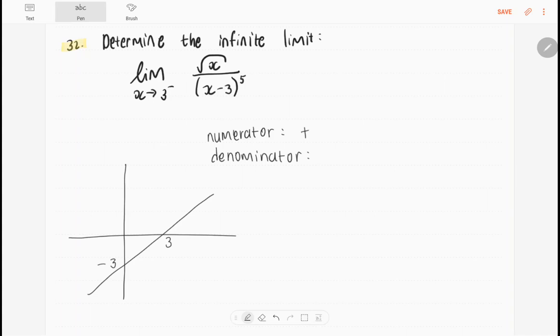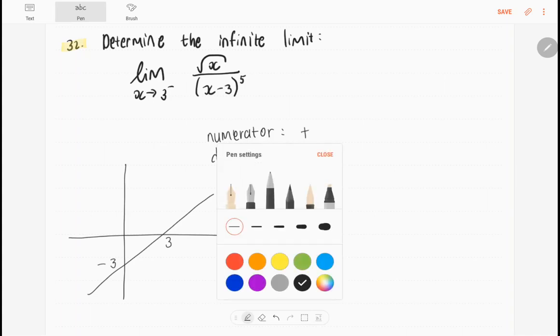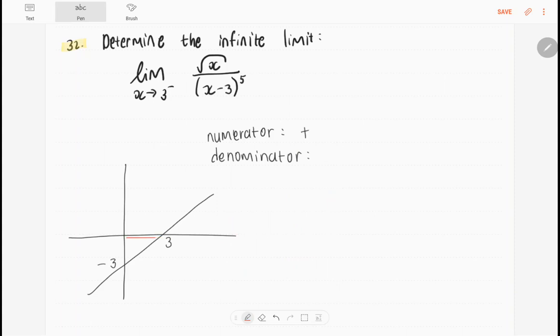So we now know that our x is approaching 3 from the left. But can you see that as x is approaching 3 from the left, all of the y values that this function takes on are negative y values. Therefore, x minus 3 takes on a negative value as x approaches 3 from the left. Therefore, x minus 3 to the power of 5 will also be a negative value.